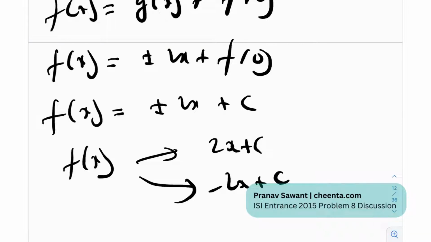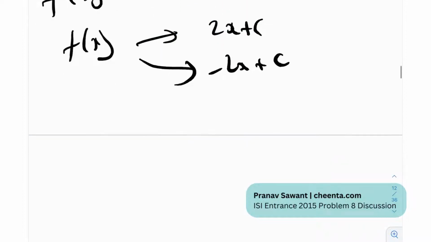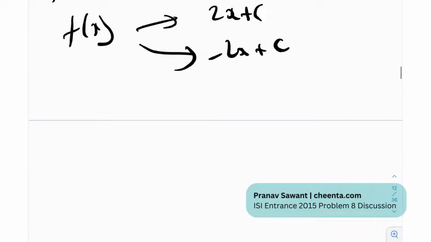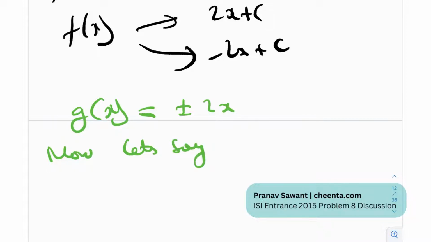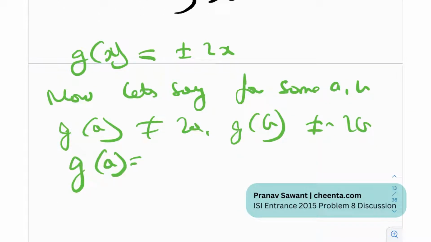Right? Now, this is good up to this point, but like we discussed many times before, there's this pointwise trap that keeps coming in the middle, and it can really mess up a lot of things. So maybe let's try and discuss that also. It's quite trivial. The method is again the same as always, but let's just discuss that. So we got g of x equal to plus or minus 2x. Now let's say for some a comma b, g of a is not equal to 2a and g of b is not equal to minus 2b. That essentially means that g of a is equal to negative 2a and g of b is 2b.